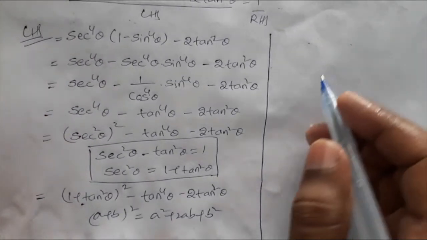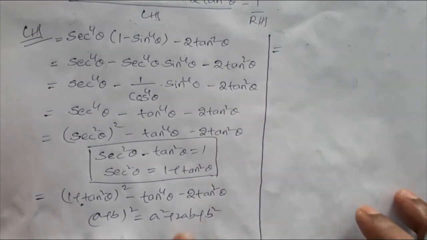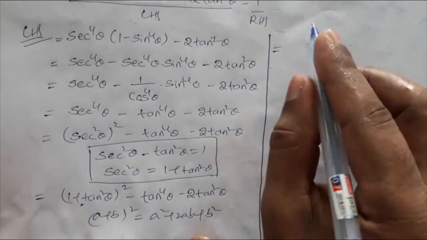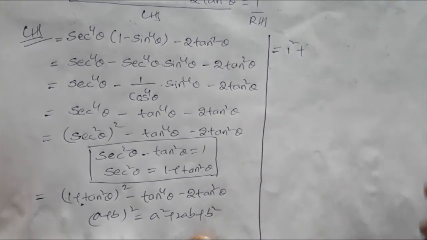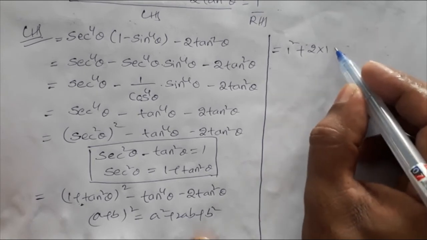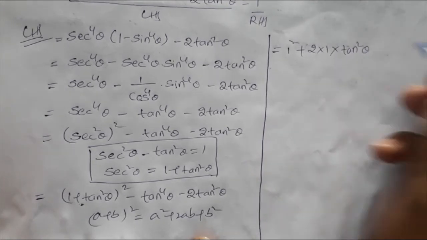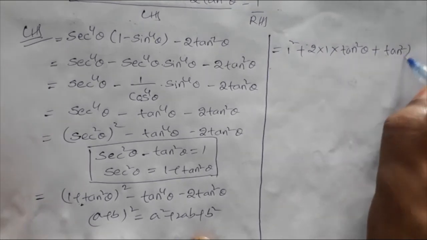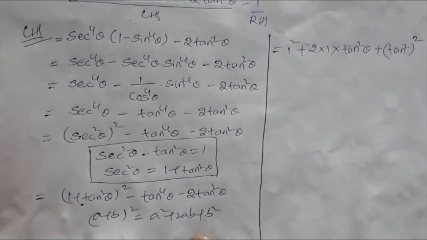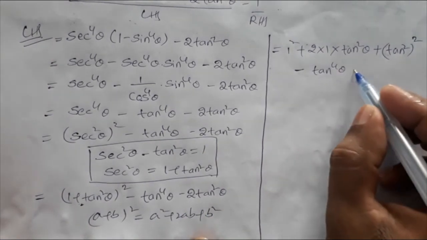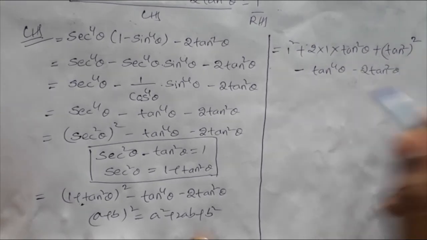Listen here, we will solve. If you apply the a plus b whole square formula, the first one is a square, that is 1 square, plus the second one is 2ab, so 2 into 1 into tan square theta, plus b square, that is tan square theta whole square. The remaining is minus tan power 4 theta minus 2 tan square theta as it is.